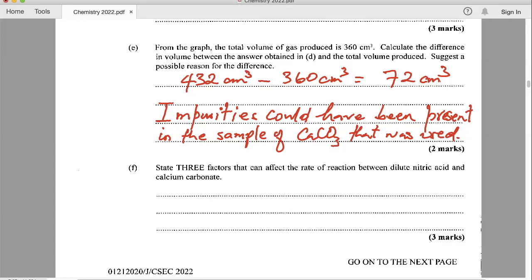Now state 3 factors that can affect the rate of reaction between dilute nitric acid and calcium carbonate. Not factors that affect rate of reactions in general, but the factors that can affect the rate of reaction between dilute nitric acid and calcium carbonate.